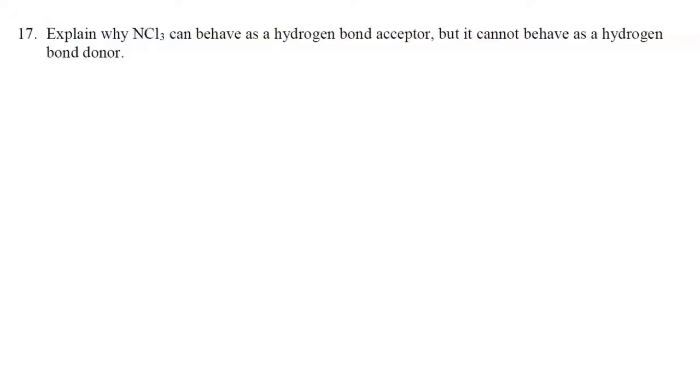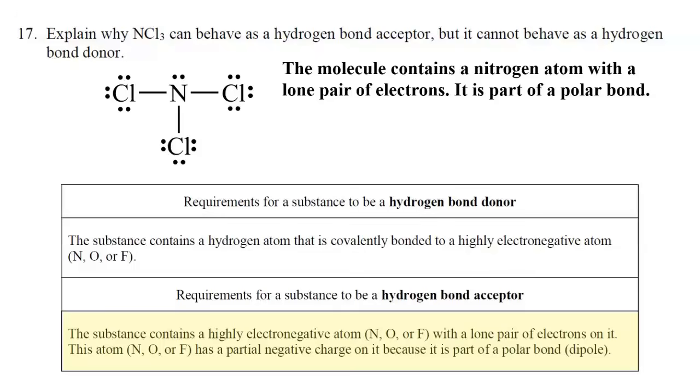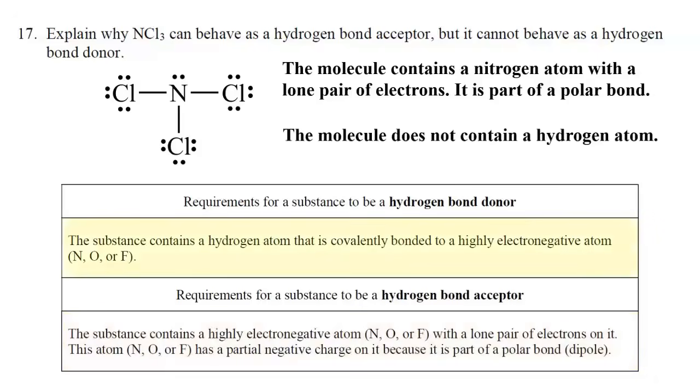Question 17. Explain why NCl₄ can behave as a hydrogen bond acceptor, but it cannot behave as a hydrogen bond donor. The reason why NCl₄ can behave as a hydrogen bond acceptor is that it does contain a nitrogen atom with a lone pair of electrons that's part of a polar bond, but it cannot behave as a hydrogen bond donor because the molecule does not contain a hydrogen atom at all.